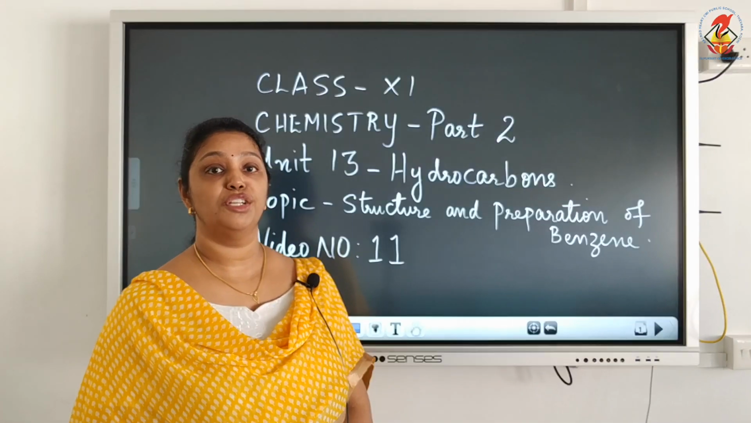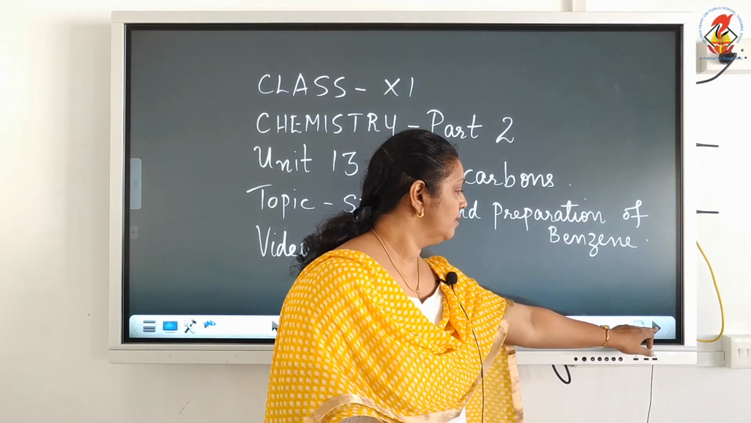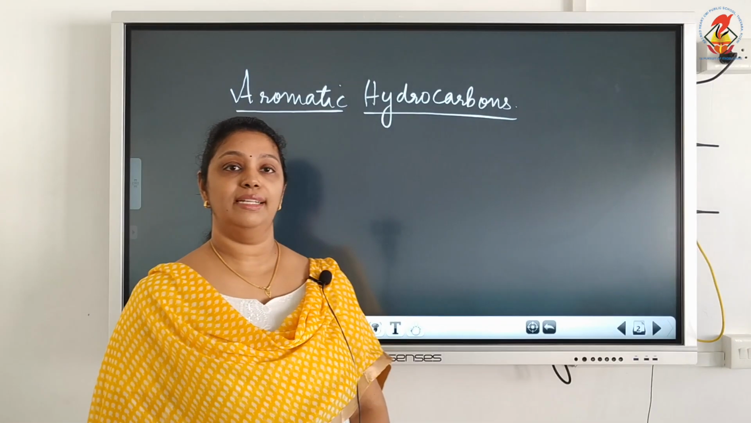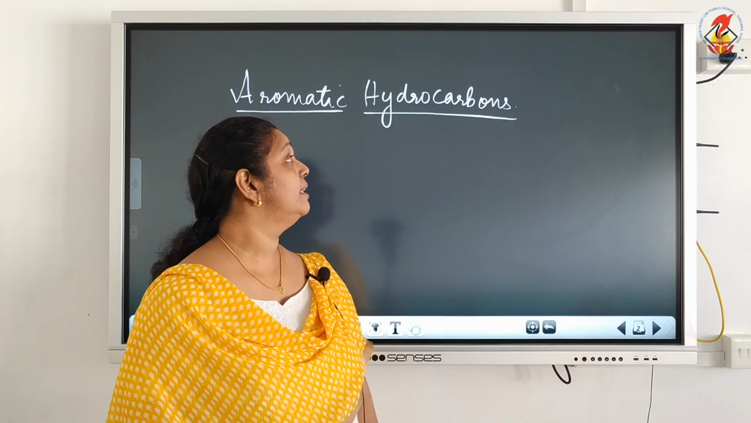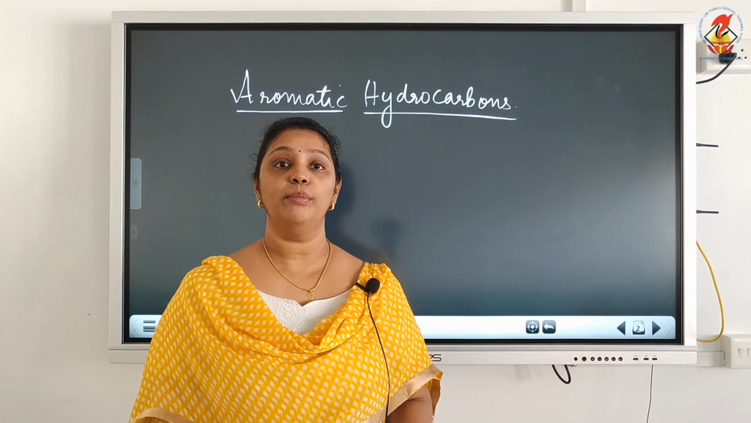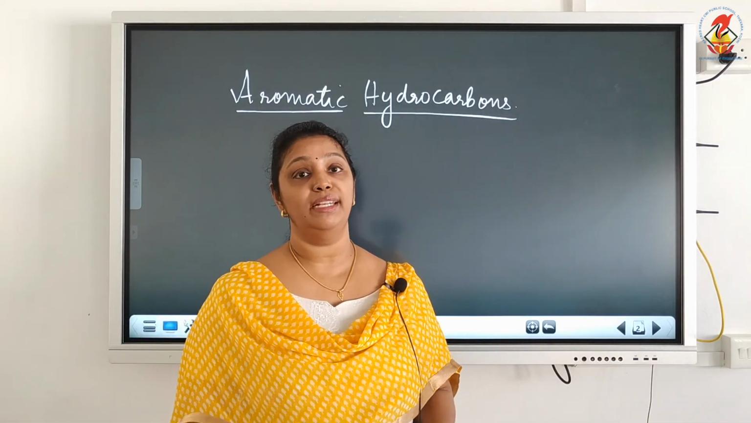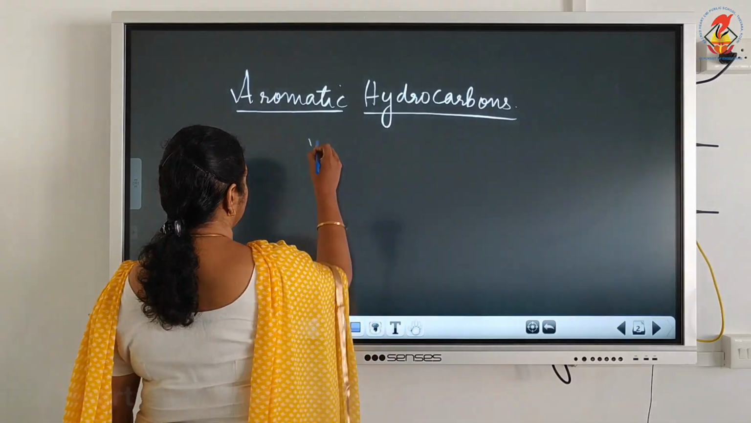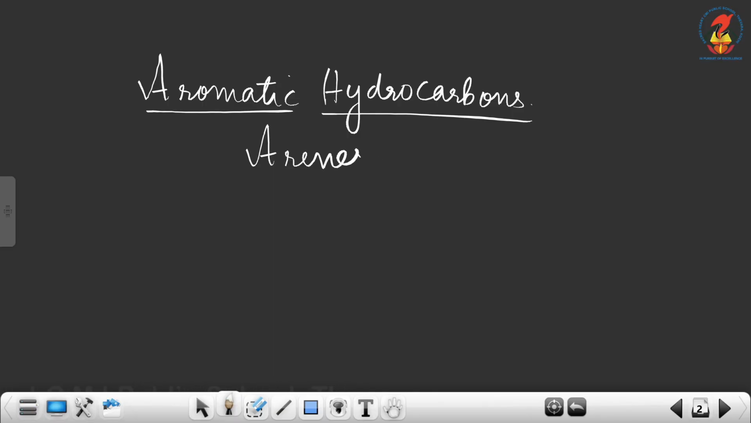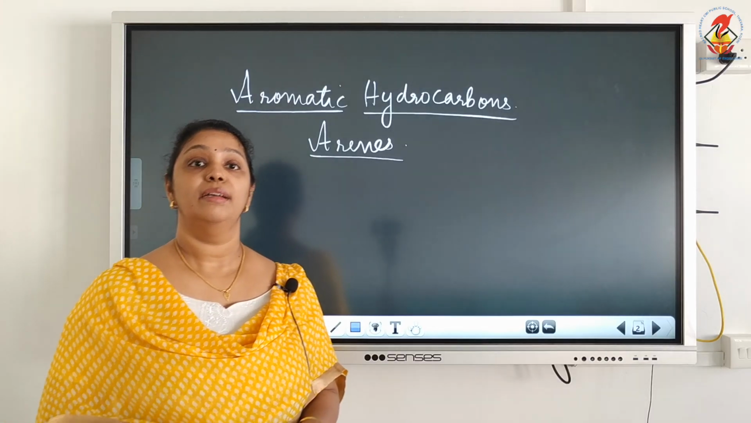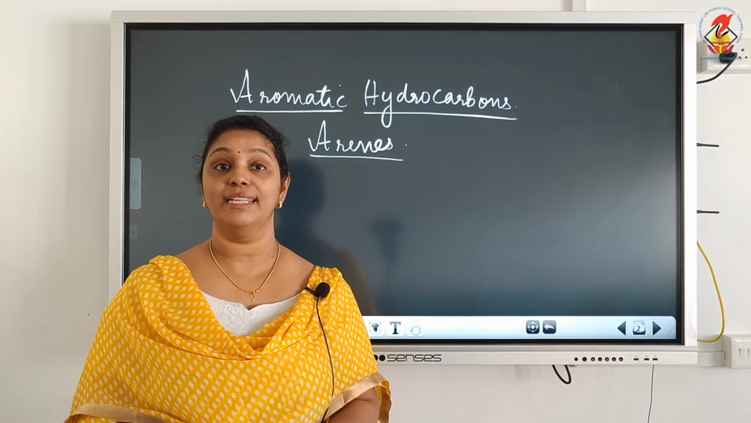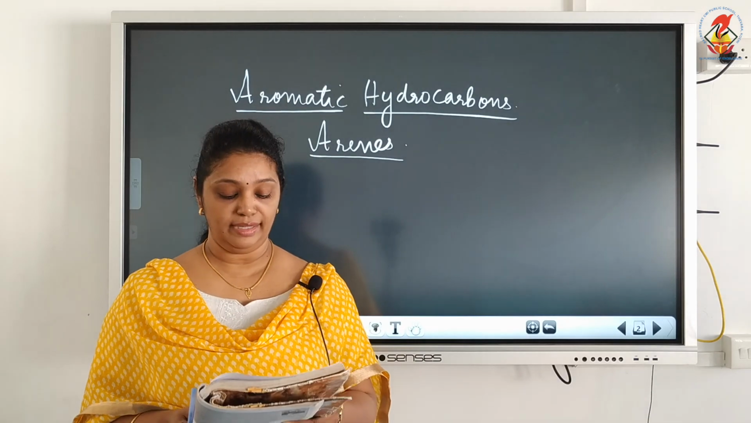Structure and preparation of benzene. Now, first let's see what are aromatic hydrocarbons. Aromatic hydrocarbons can also be named as arenes. So, arenes or aromatic hydrocarbon means the same. And most of the aromatic hydrocarbons contain benzene ring in it.